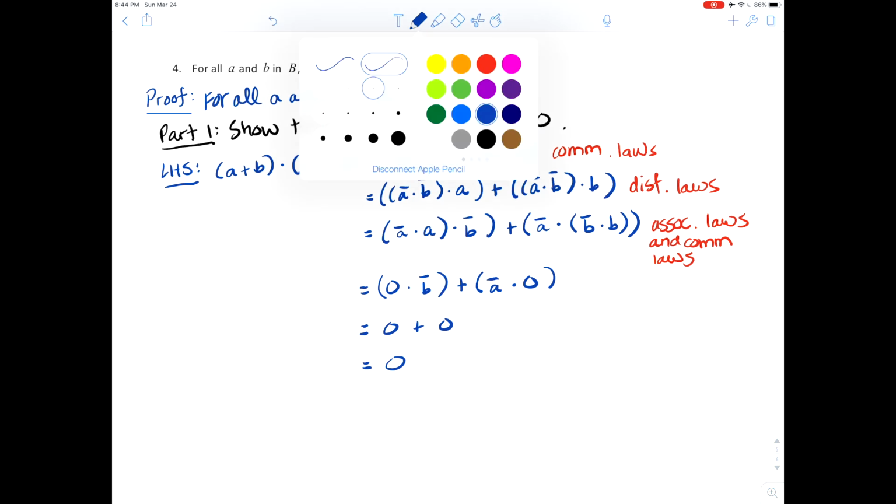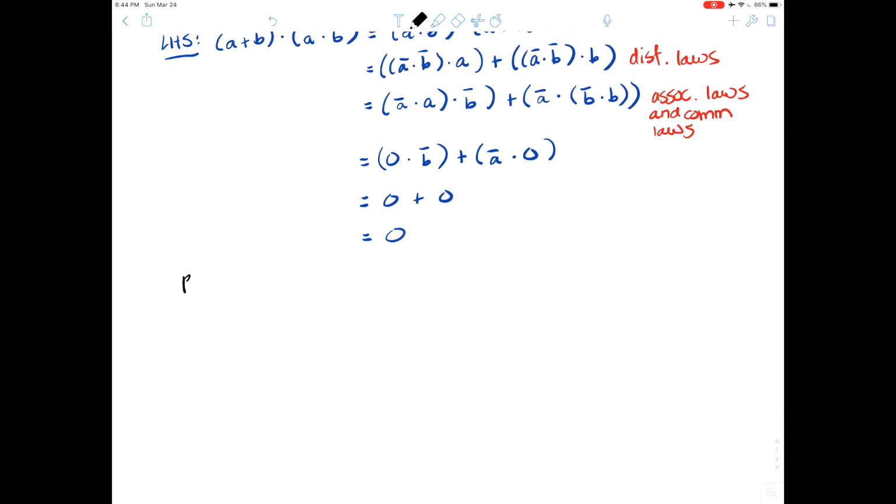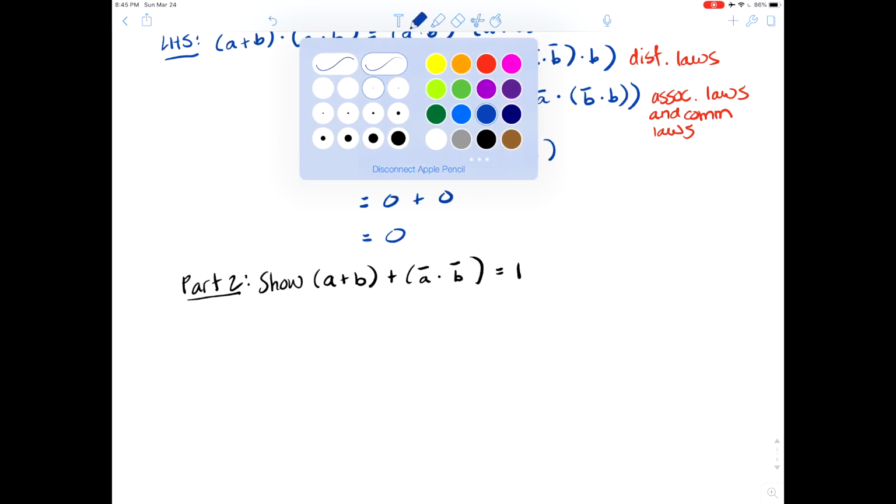Now, the next part that we want to do is we want to show that quantity A or B, or not A and not B, is 1. And once we've shown both of these things, we will have completed the proof. Okay, so let's do it.